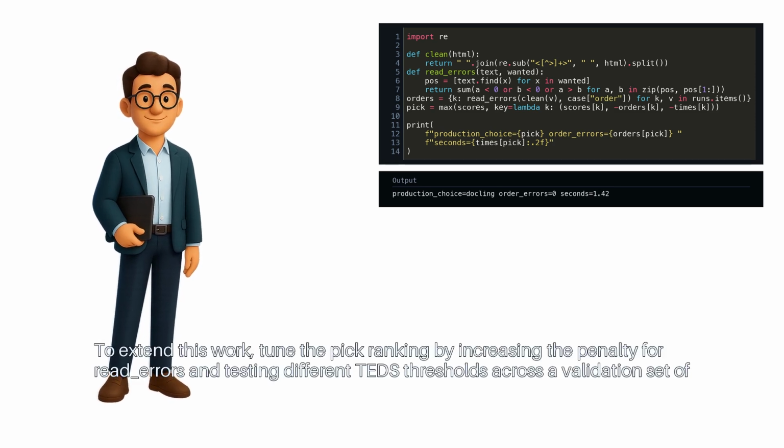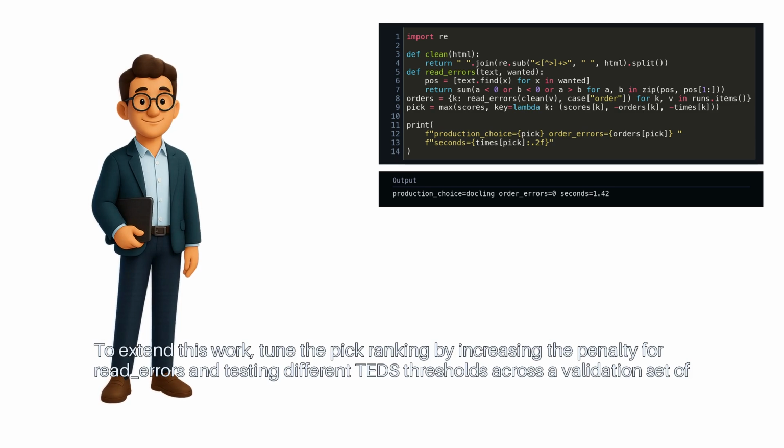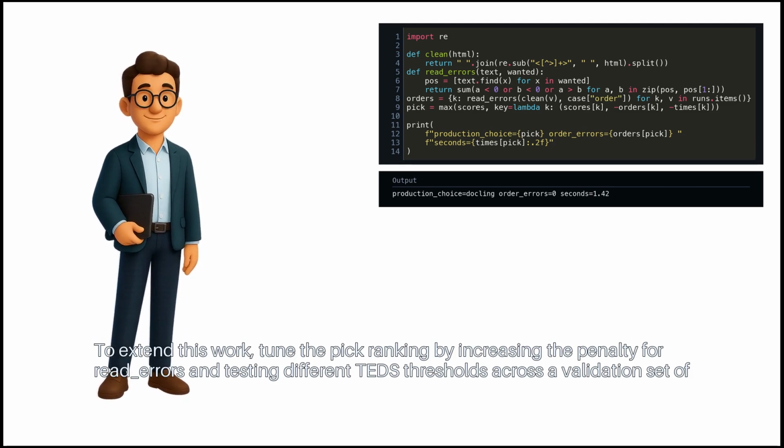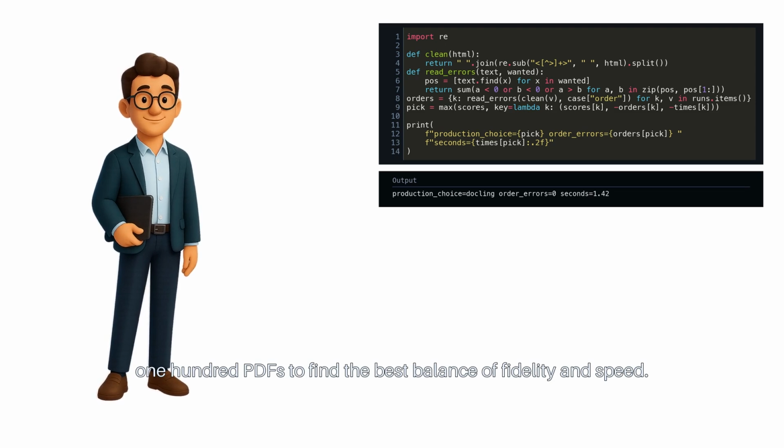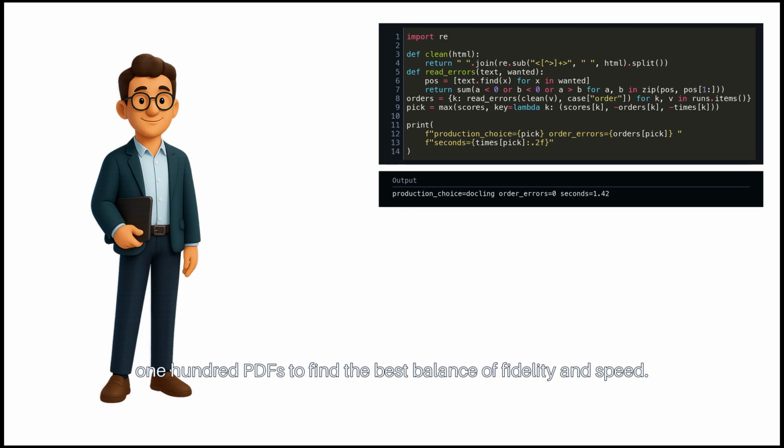To extend this work, tune the pick ranking by increasing the penalty for read errors and testing different TEDS thresholds across a validation set of 100 PDFs to find the best balance of fidelity and speed.